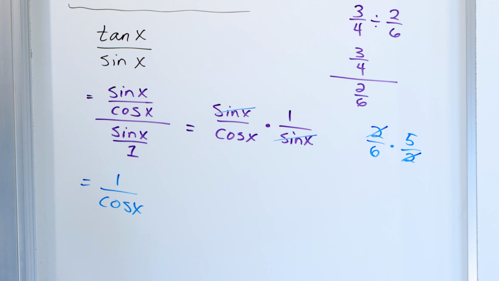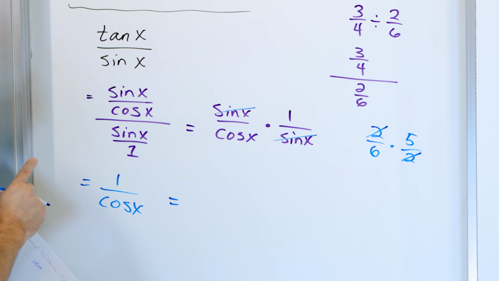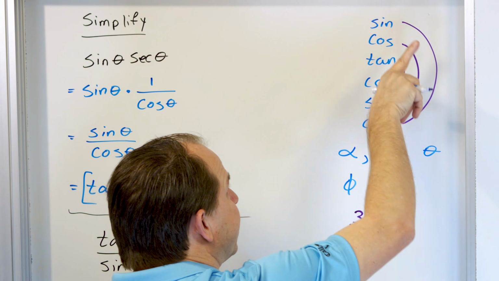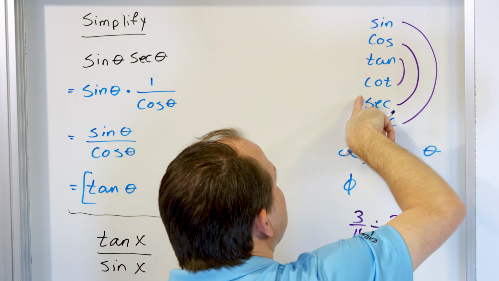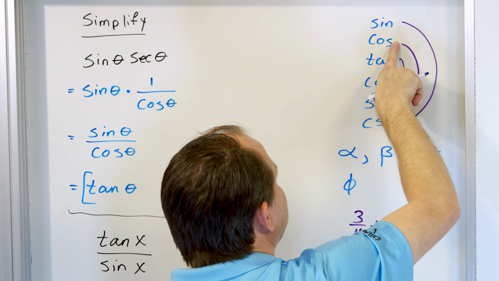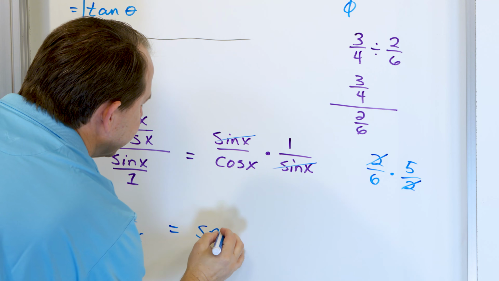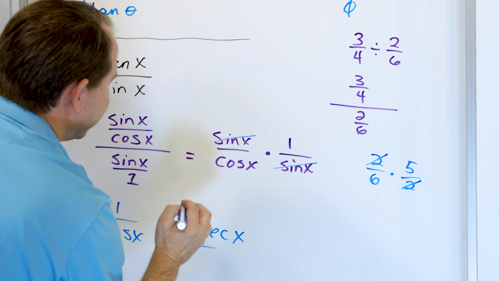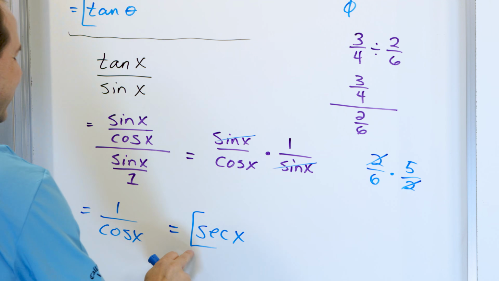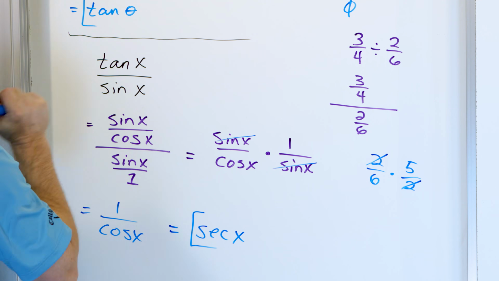All right, now I can leave it like this if I want to, but if I'm trying to get it into the simplest form possible, then I remember from my trig rainbow that cosine here is linked with secant. This means that secant is 1 over the cosine, but I already have 1 over cosine, so this is just the secant of the variable x. And I think we would all agree that secant of x is looking simpler than tangent x divided by sine of x.